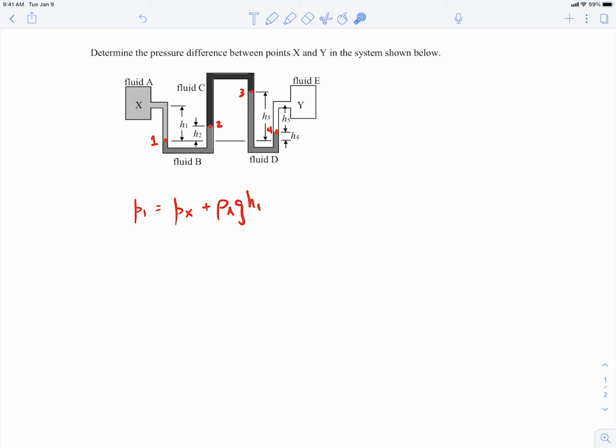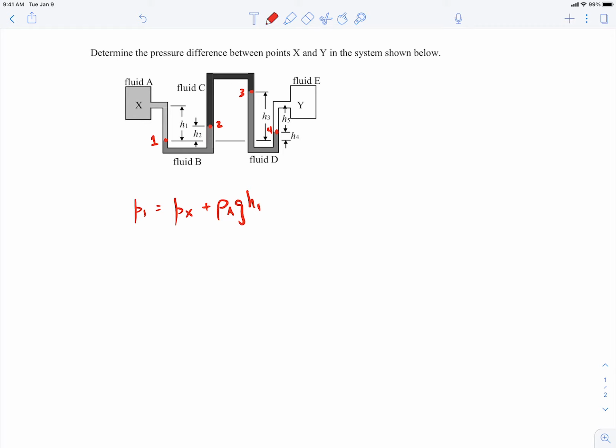Okay, so just a couple of things here. I'm moving a vertical distance h1, that's where I get that. And then since I'm moving down in the fluid, I'm adding in the weight so that you can see the pressure is increasing. It starts at X and then it increases because I'm adding some weight of that fluid A.